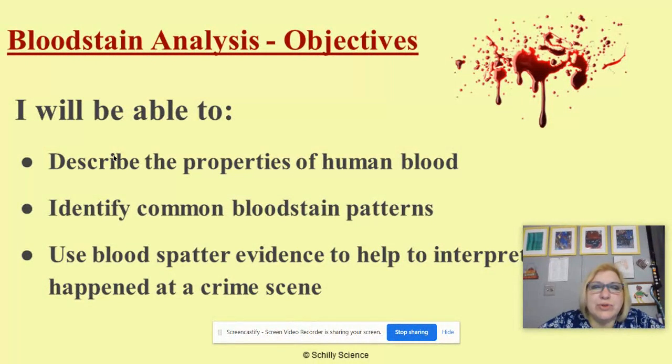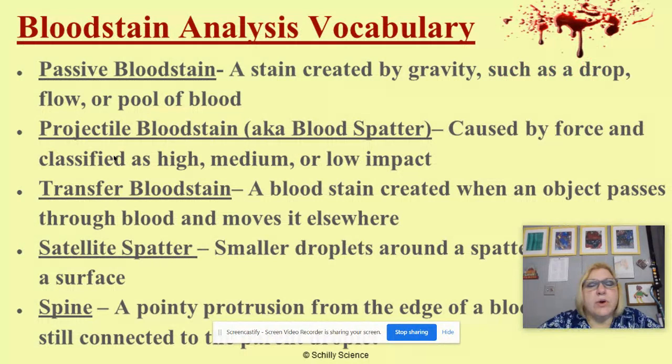I will be able to describe the properties of human blood, identify common blood stain patterns, and use blood spatter evidence to help interpret what happened at a crime scene. Those are the objectives for this PowerPoint. Okay. So some vocabulary. A passive blood stain is one where gravity has collected the blood and a person has not added any force behind that. So it's passive, it's just natural, and it falls because of gravity.